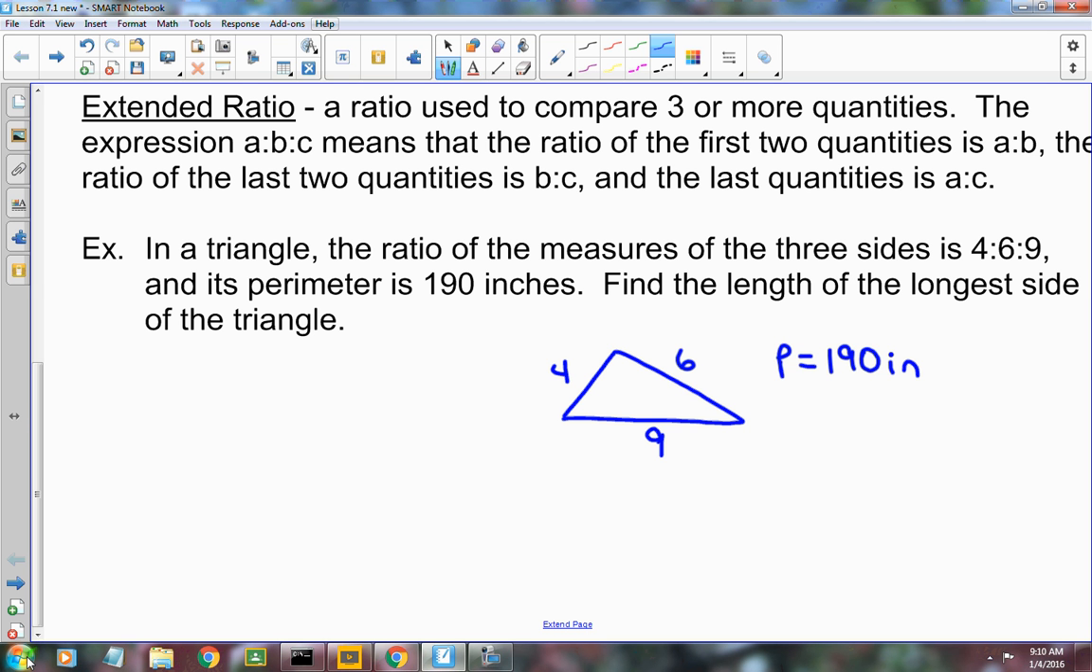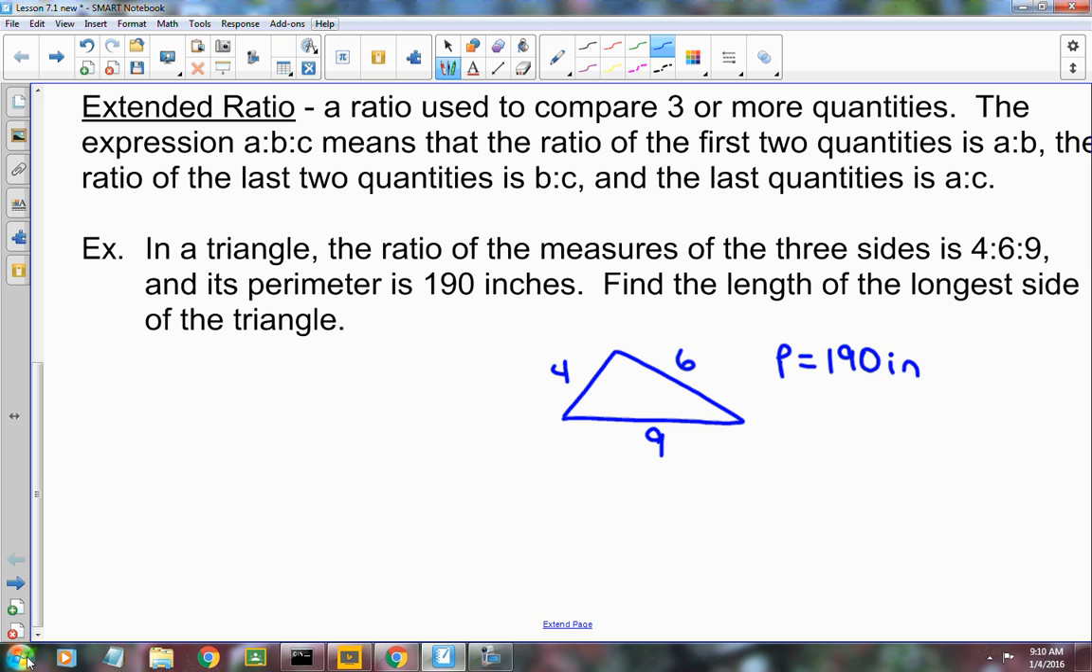What they did is they took the actual length of the sides and they reduced them all by the same factor. Okay, so whatever these were originally, they divided them all by the same factor, let's say x. And that's how they reduced them all to 4 to 6 to 9. But if we want to find out what the actual length of the longest side is, we have to blow them all back up by the same factor.